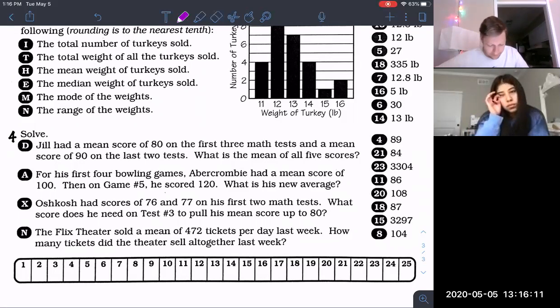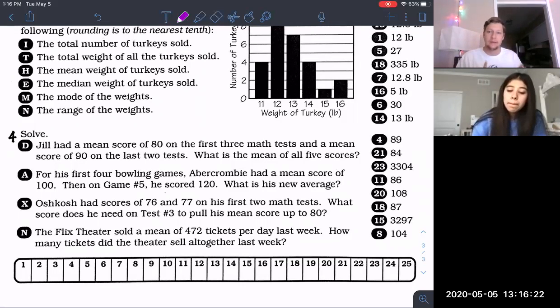Jill had a mean score of 80 on the first 3 math tests and a mean score of 90 on the last 2 tests. What is the mean of all 5 scores? So if the average of the first 3 is 80, then we can just pretend that all 3 of those tests she scored an 80, because it'd be the same thing. Think about it this way: if she scored a 79 and an 80 and an 81, those would all average out to 80 anyway.